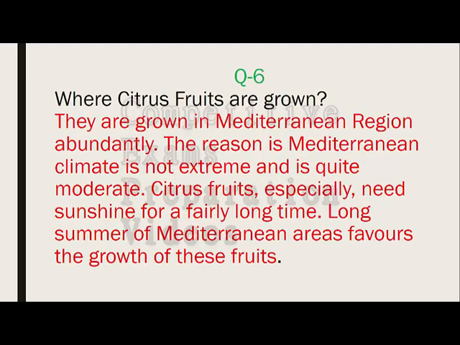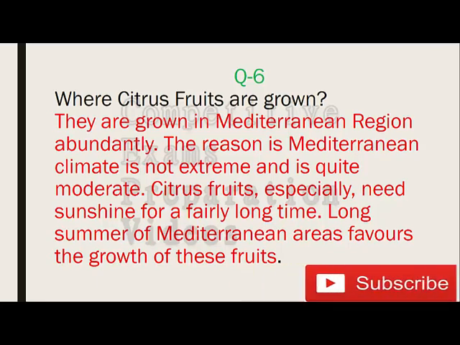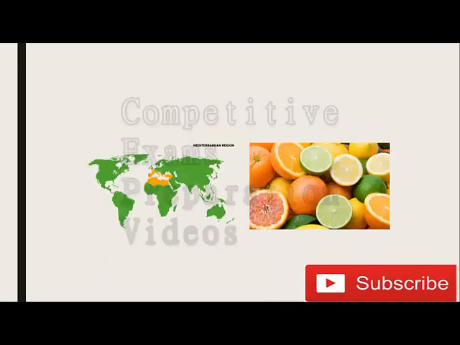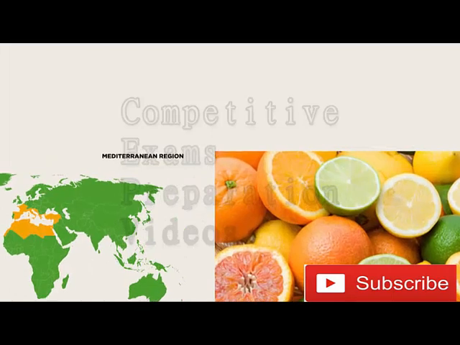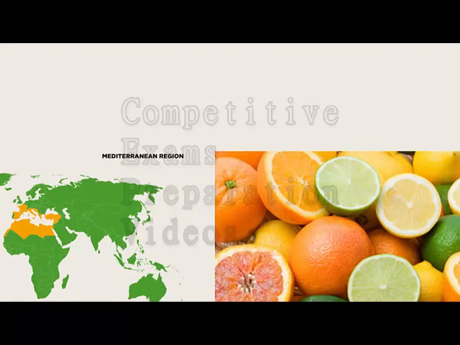Where are citrus fruits grown? They are grown in the Mediterranean region abundantly. That is the Mediterranean region, in the north of Africa and south of Europe. There is the Mediterranean Sea, and this whole region, whether in the north or in the south, is called the Mediterranean region.